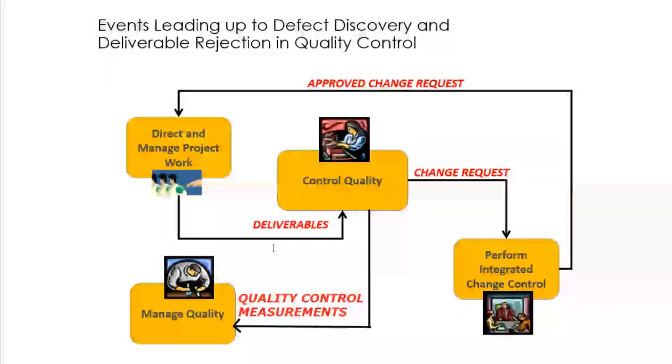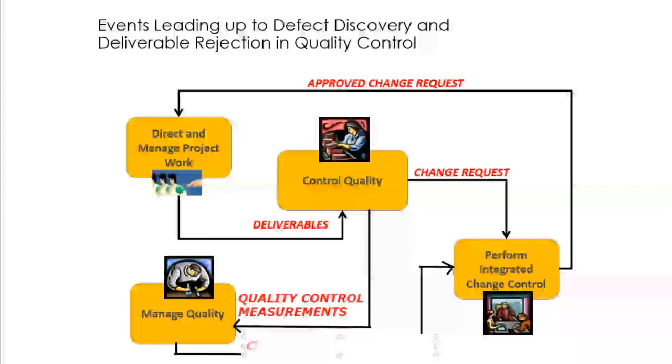So think about it like this. Yes, we could get change requests directly from control quality, but at the same time, we could get quality control measurements going to manage quality, and that giving us change requests as well that go into the perform integrated change control process. Now, understanding the flow of these processes used to be something that was needed for the exam on most fronts, but we don't hear a lot about it today. Nonetheless, the logic could help some people who get questions of this nature.